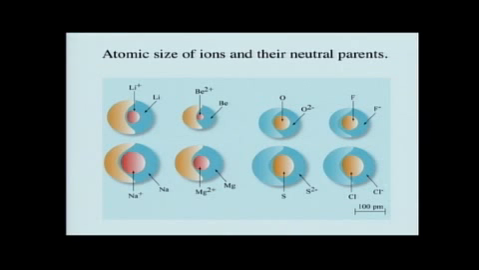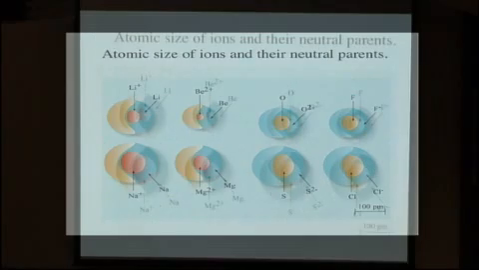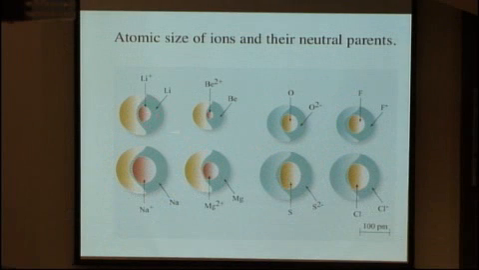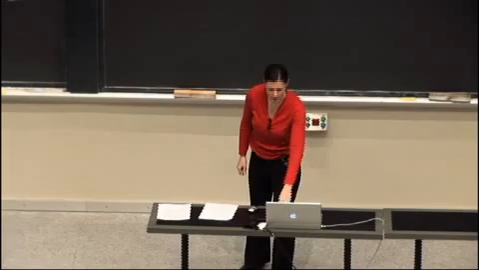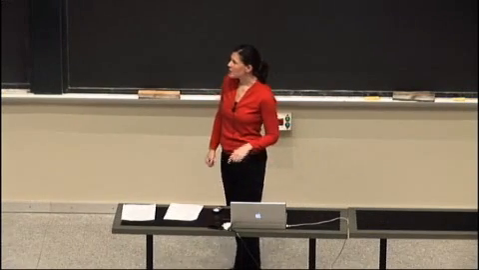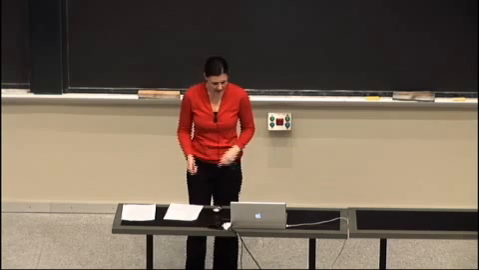And this is just a picture showing some of these sizes with their parents. So for example, for lithium here, you can see how lithium plus is smaller than the actual lithium atom in its neutral state, whereas for fluorine, F minus is the one that's the outer shell shown here. So let's do a clicker question on isoelectronic atoms.